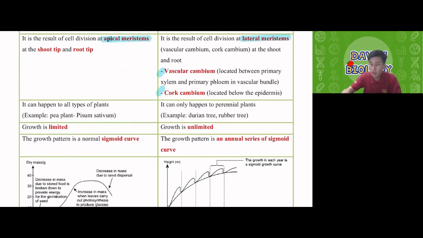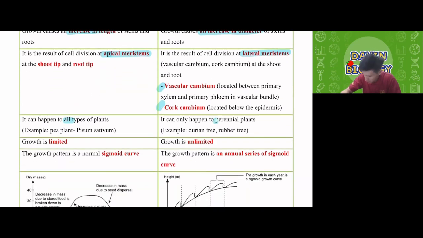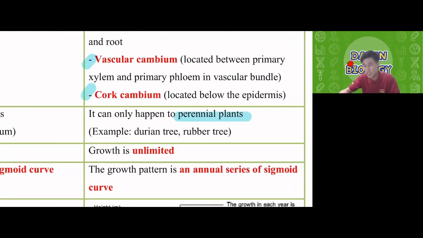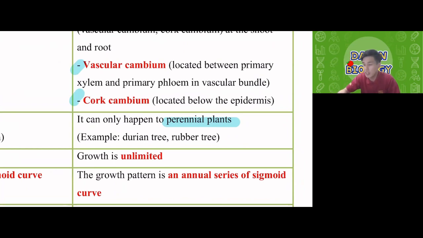Now, primary growth and secondary growth occur in what kind of plants? All plants for primary and perennial for secondary. If you're wondering what perennial is, later we will mention this. But perennial plants are generally plants that live for more than 2 years, and they are mainly woody plants. That's why we only see woody plants that are thick. Woody plants are usually thicker than non-woody plants because they are the ones that can undergo secondary growth. And usually they live very long, more than 2 years. Okay, later we do this.